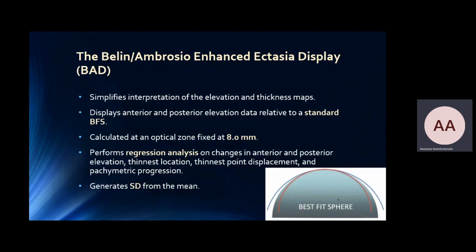It simplifies the interpretation of elevation and thickness maps. It displays anterior and posterior elevation data relative to a standard best fit sphere, calculated at an optical zone fixed at 8 millimeters. Then it performs regression analysis on changes in anterior and posterior elevation, thinnest location, thinnest point displacement, and pachymetry progression. It generates standard deviation from the mean.